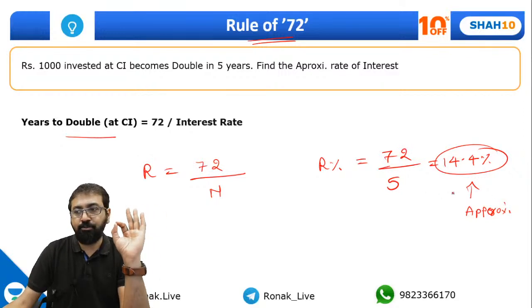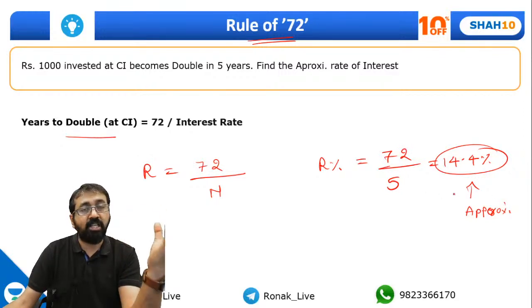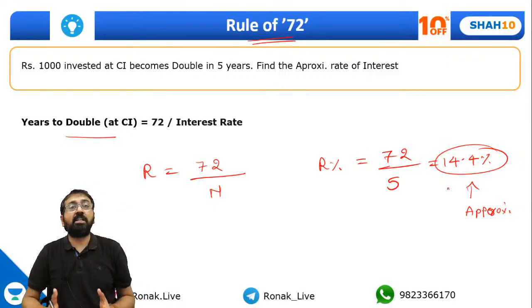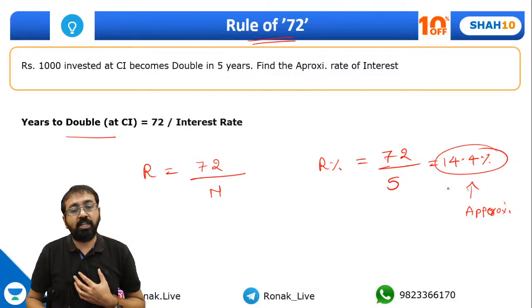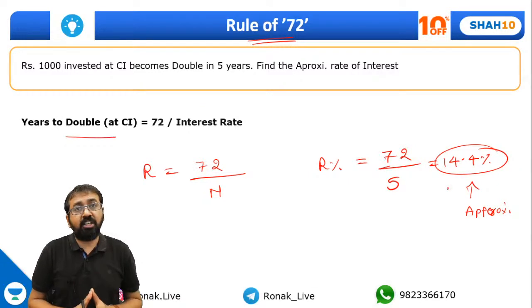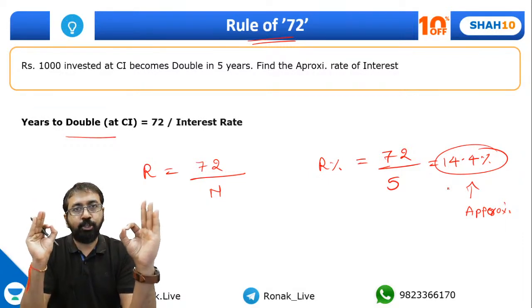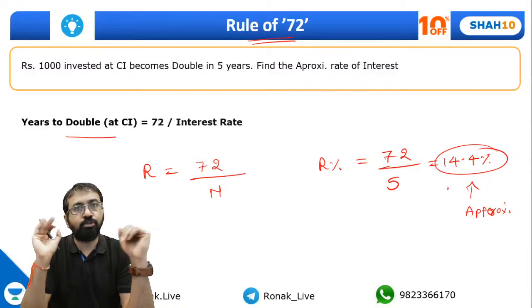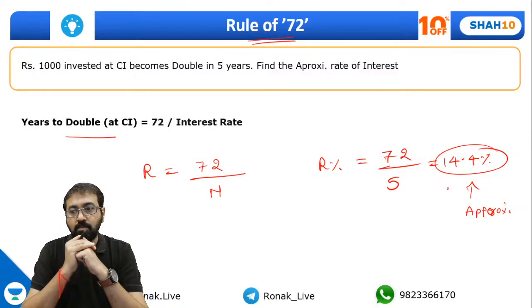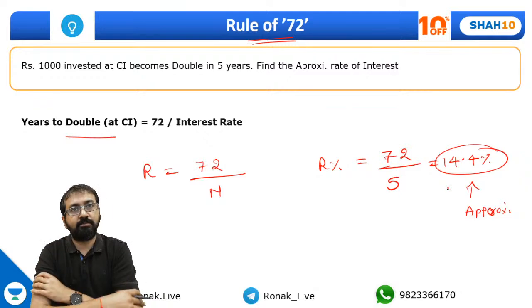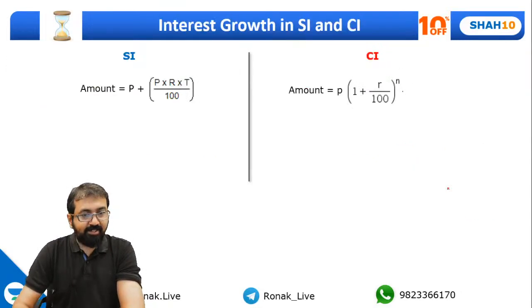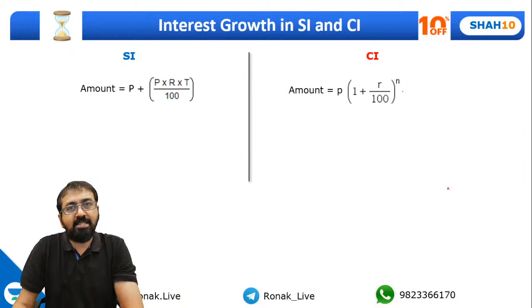So this rule will be really helpful when it comes to solving this kind of question, that it becomes double in 5 years, so what is the rate of interest rather? Or in the same way, if you are given the rate of interest and you want to find out how many years it will take to become double, again you can apply this rule of 72. Guys, will you remember this rule of 72? Show me a thumbs up if you all have understood this. Everyone? Yes, great, fine.